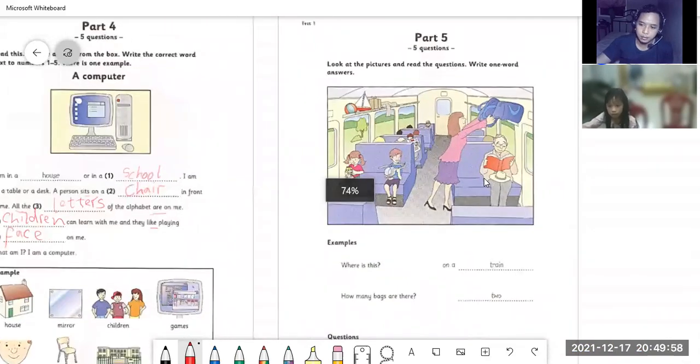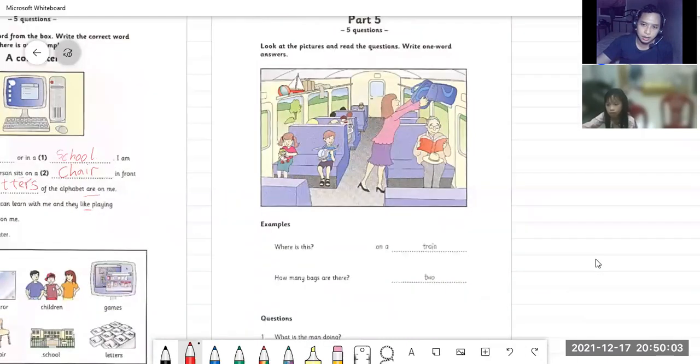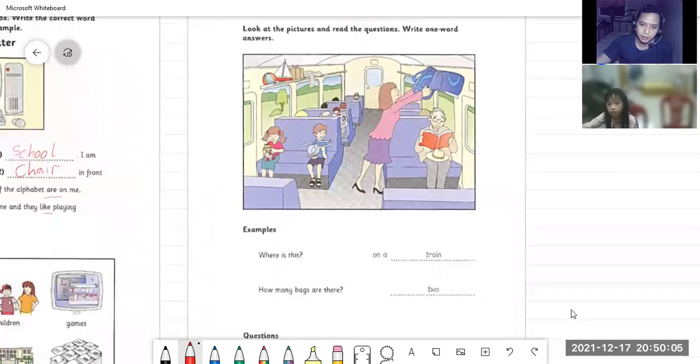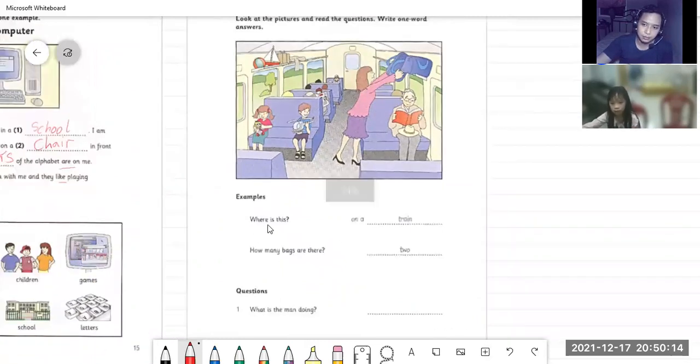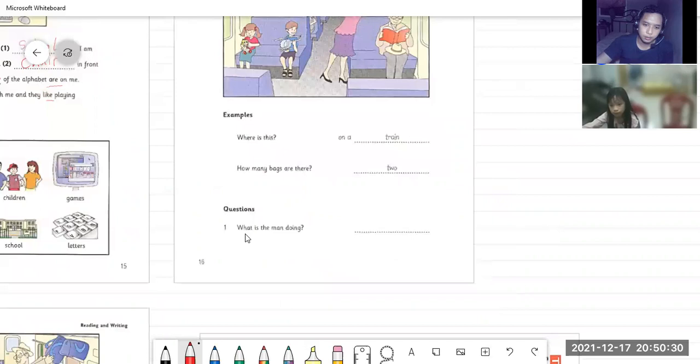So look at the pictures and read the questions. Write one word answers. Examples. Okay. Where is this? Can you read? Where is this? On a train. Okay. How many are there? Two. Okay, very good. Next. Number one.